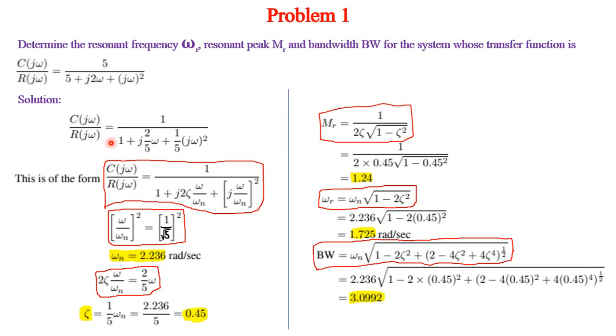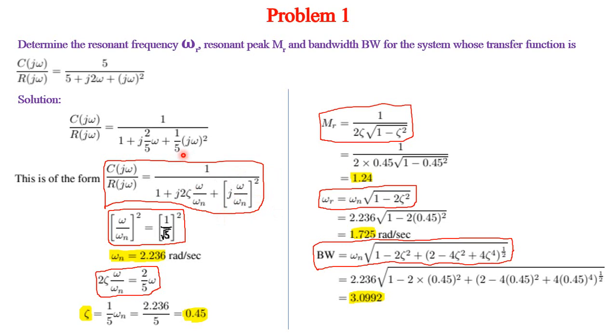Let us understand these frequency domain specifications with the help of two simple examples. Determine the resonant frequency, resonant peak, bandwidth for a system whose transfer function is this. So first of all we have to rearrange this transfer function in the standard form, that is 1 by 1 minus u square plus j 2 zeta u. So in that form it has been written. So divide both numerator and denominator by 5. So this 5 is 1, this 5 is 1, 2 by 5. So j omega square by 5. So 1 plus 2 zeta omega by omega n j omega, this is the form.